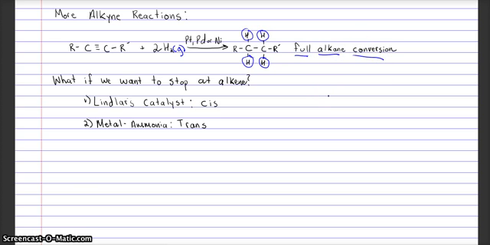Now, what if we want to do a reduction where we start with an alkyne but stop at the alkene? Well, there's 2 common ways to do this. We can use Lindlar's catalyst. This will give us a cis alkene, or we could use a metal ammonia reaction where we'll get a trans alkene. So let's take a look at both of those.